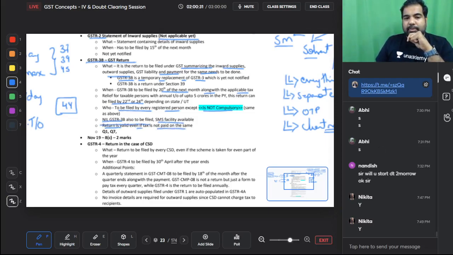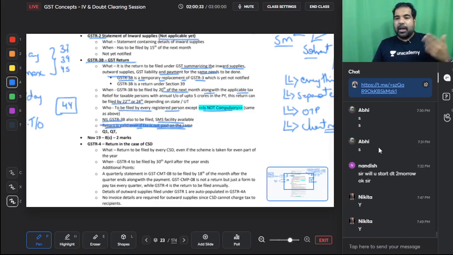Sorry guys, this is a wrong statement. I'll update in the new QuickBook. I will update it. Guys, you have to pay tax otherwise the return is invalid.